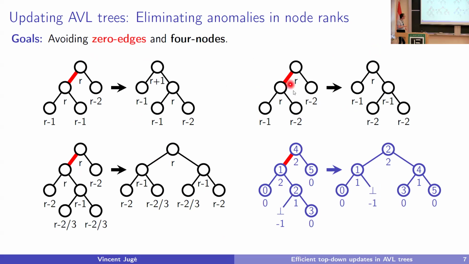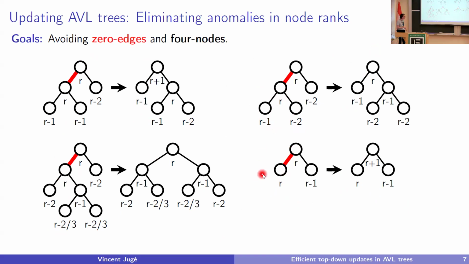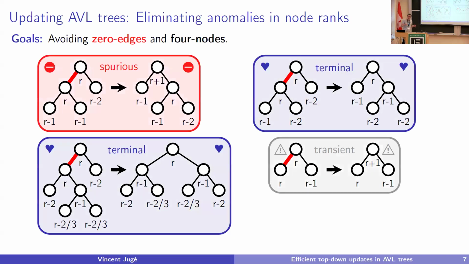Fine. A third case is possible, when this node has one 2 child and one right child, but one child in the middle. Then I need to split it further. And a final case is when I have a zero edge and the other sibling has rank R-1. In that case, again, I might have propagated my zero edge upward. So in general, we can classify all these four operations into three classes. This one is transient because it can just propagate the zero edge. These two classes are terminal because once I have done them, I have no zero edge anymore. And this one we call spurious because it can never happen in practice.